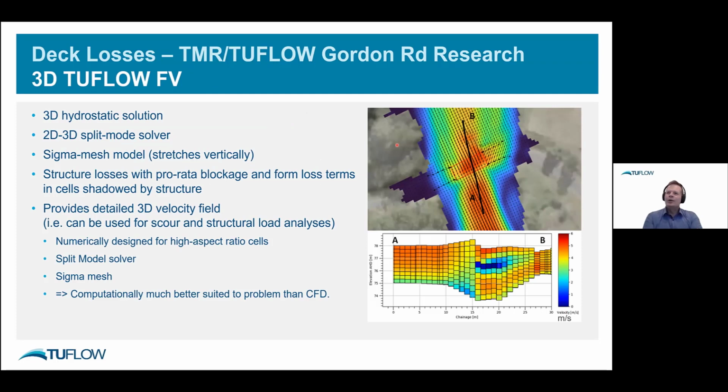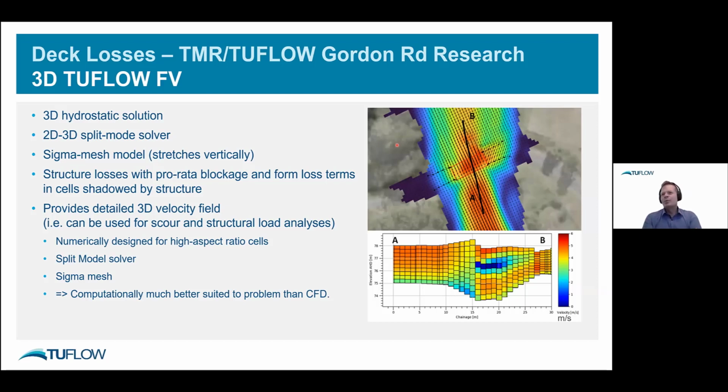Another way of looking at the energy losses is to actually go back to 3D modeling. But another option, instead of doing CFD modeling, which we mentioned was computationally very expensive, is to use a 3D shallow water equation solver that uses the hydrostatic pressure assumption, such as TUFLOW FE. So it is a 3D solver. It uses a split mode solver for the 2D surface wave component versus the 3D actual detailed flow vectors. It can also use a sigma mesh, so the mesh stretches up and down. This means that this solver is particularly well suited to running large domains of rivers or estuaries and solving them in a computationally efficient way, much, much better than CFD can do in terms of the size of the model that you can run.